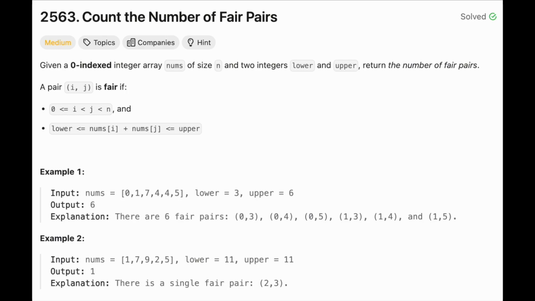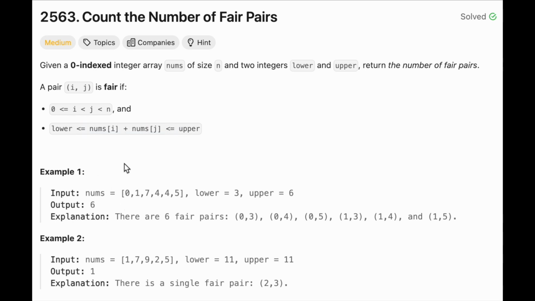Today we are solving count the number of fair pairs. So the problem states that we are given a zero indexed integer array called nums of size n, and we have two integers upper and lower, and we want to return the number of fair pairs. It's considered a fair pair if nums of i plus nums of j is less than or equal to upper and greater than or equal to lower.